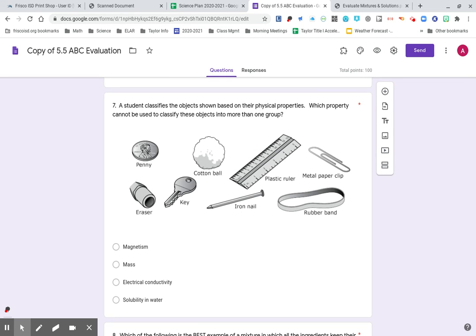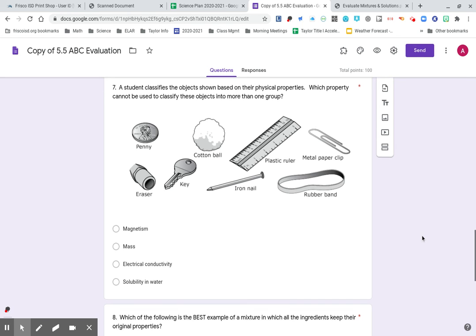Number 7. A student classifies the objects shown based on their physical properties. Which property cannot be used to classify these objects into more than one group? You have a penny, an eraser, a key, a cotton ball, an iron nail, a plastic ruler, a rubber band, a metal paperclip. Which property cannot be used to classify them into more than one group? Magnetism, mass, electrical conductivity, solubility in water.